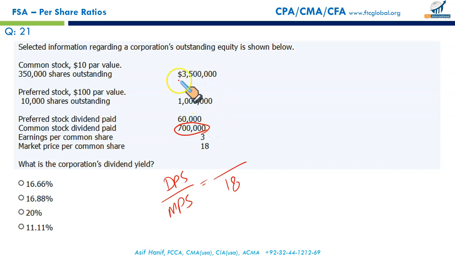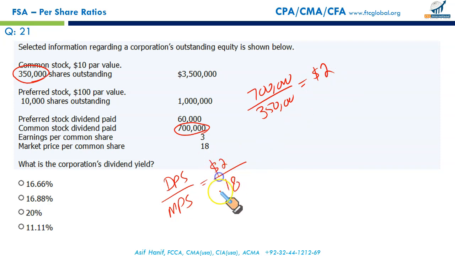How many shares were outstanding? 3.5 million is the book value of common stock, and this is the number of shares. 350,000 shares are outstanding. So that means 700,000 dividend has been paid on 350,000 shares. That means the dividend per share is $2. So dividend per share is $2.